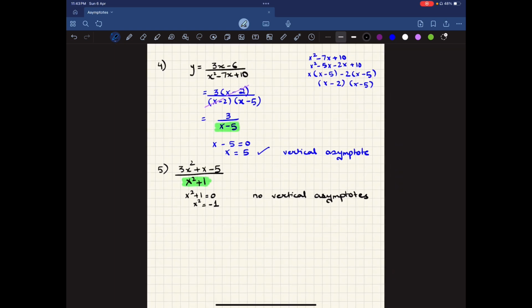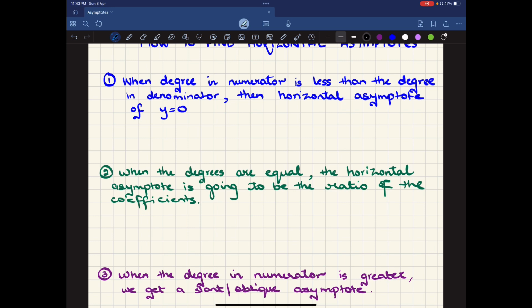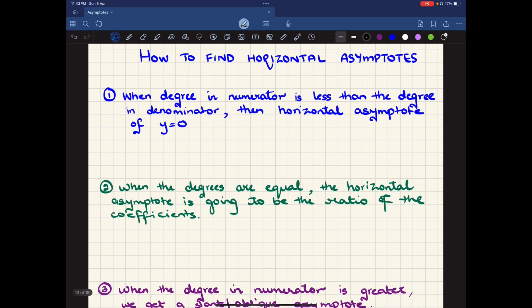Okay, now let's try and understand how to find horizontal asymptotes. So for vertical asymptotes, I hope all of us are clear that we need to equate the denominator to 0 and then find the equation, or whatever x value we get is basically going to be the equation of the vertical asymptote. Now to find horizontal asymptotes, I'm going to teach you a shortcut. So the first one is that when the degree in the numerator is less than the degree in the denominator, then the horizontal asymptote of y is equals to 0 exists.